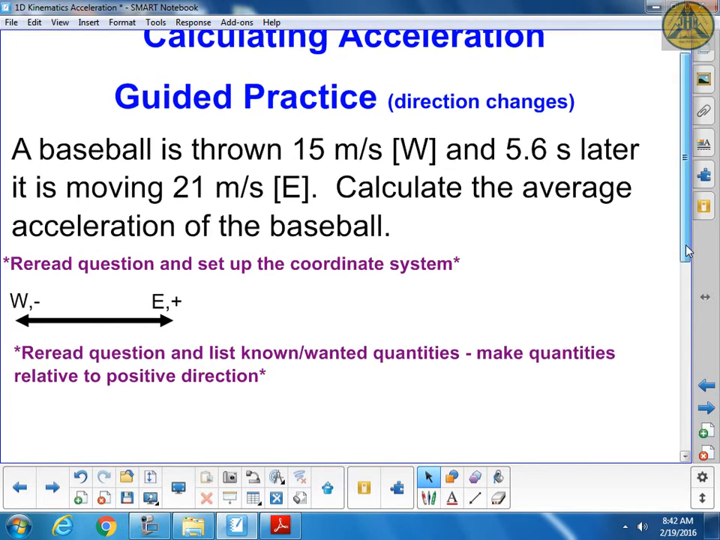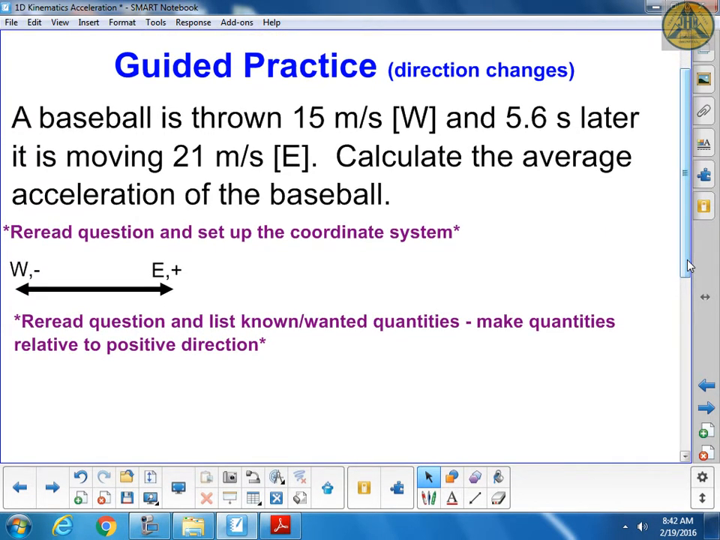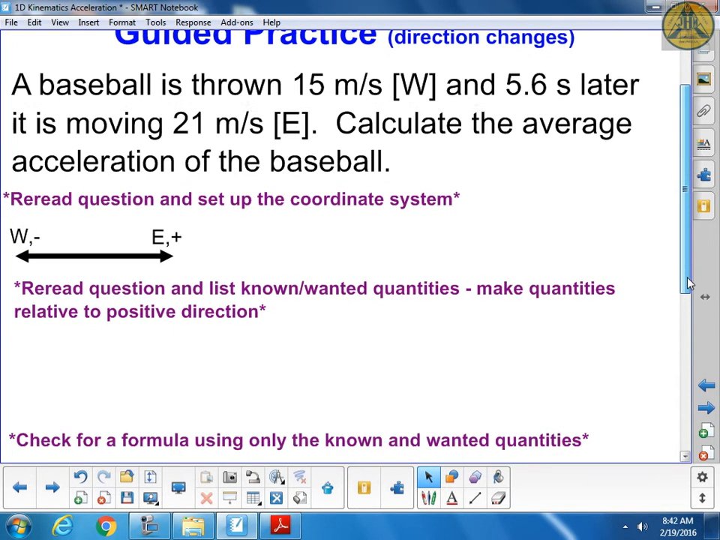So, first step, again, what's in purple here is usually what you're thinking about, what you're asking yourself when we solve these questions. Reread it, set up the coordinate system. Everything east is going to be positive, everything west is negative. Go through it again and start writing down what I know, what I want to know, and make everything relative to the positive direction. So anything west is going to be written down as negative. Very important step, especially moving forward as we start building into more difficult questions with more variables in them.